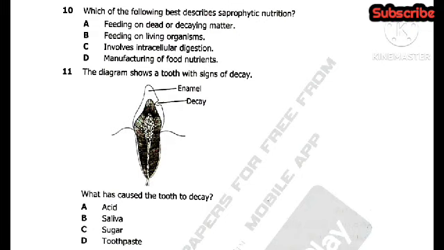Number 11, the diagram shows a tooth with signs of decay. So we have enamel, which is decaying. What has caused the tooth to decay? Of course, the answer is acid, which is A. And some person will say sugar. But the question is saying, what has caused the tooth to decay? It's acid. And that acid came as a result of sugar, because the bacteria feed on the sugar. While feeding on the sugar, they produce acid.